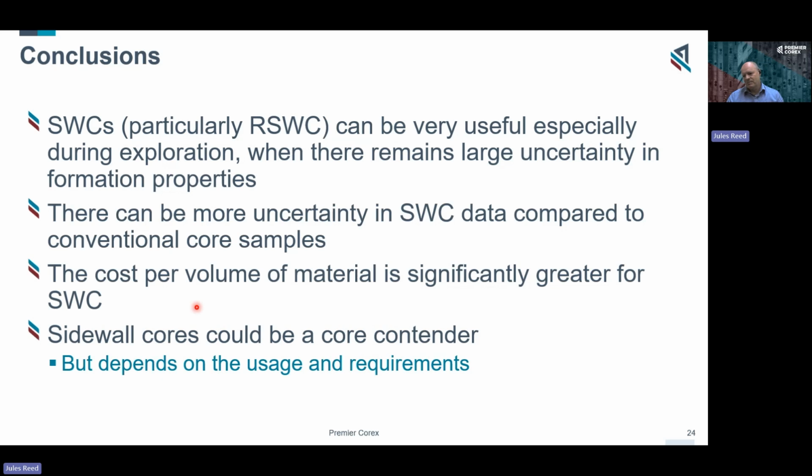The cost per volume of material is significantly greater in sidewall cores than conventional cores, although the physical cost immediately when you obtain the sidewall cores is lower, about maybe half the price, potentially less than half the price, but roughly half. The cost of each individual sample is greater.